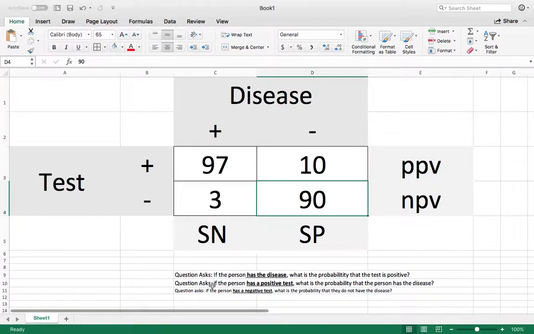So we're going to start with the question. I've made my 2x2 table here, and I just made these numbers up. It really doesn't matter. We're not going to actually do any math.